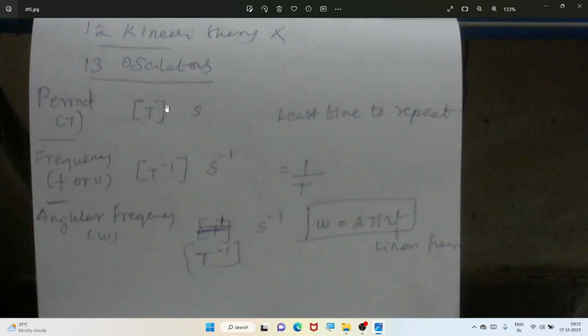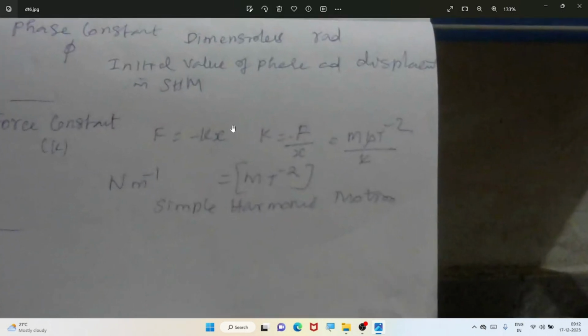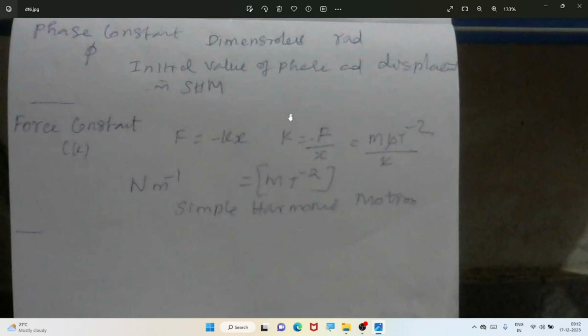Period T, frequency is 1 by T, that is T power minus 1. Angular frequency also T power minus 1. Phase constant, time dimensionless. Okay, force constant k equal to force by x.